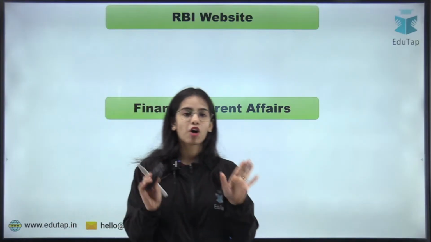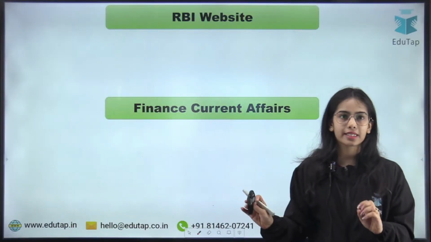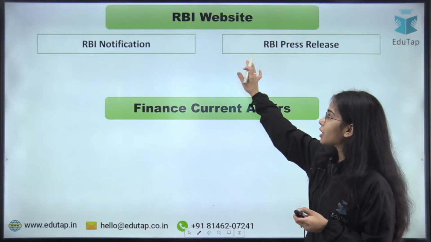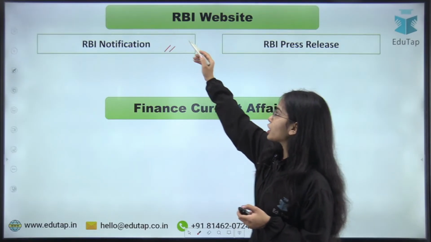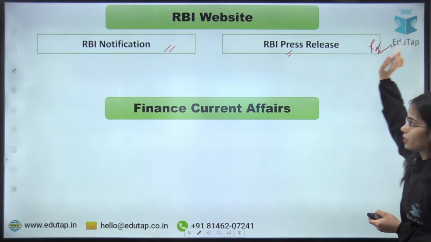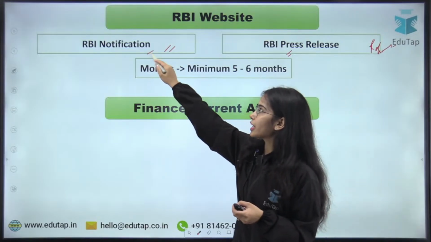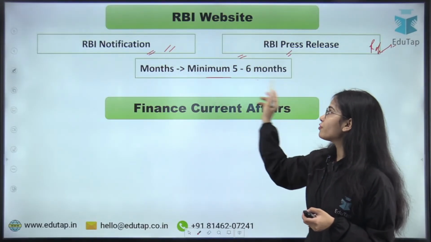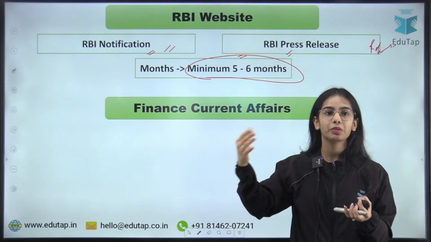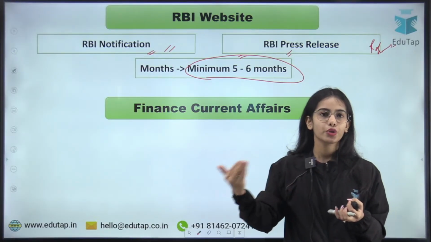Now I will tell you how much we cover in the Finance 360-degree session. Wait for it. First, understand the important ideas, okay? In the RBI website, you have to cover the RBI notifications and RBI press releases. There are reports also that you will have to cover, okay? For RBI notifications and press releases, you will have to cover a minimum of 5 to 6 months preceding the examination.